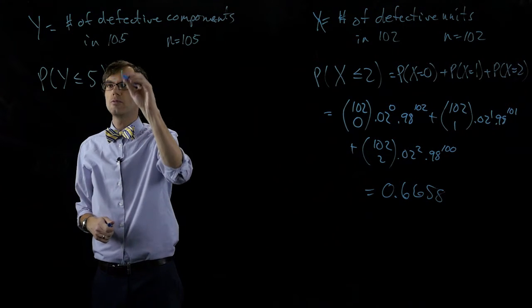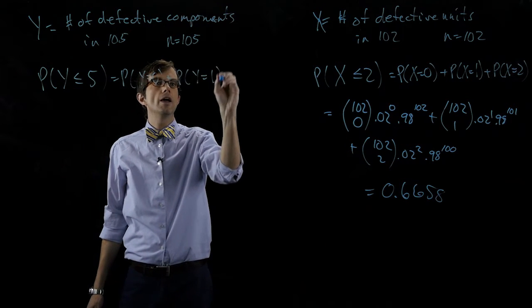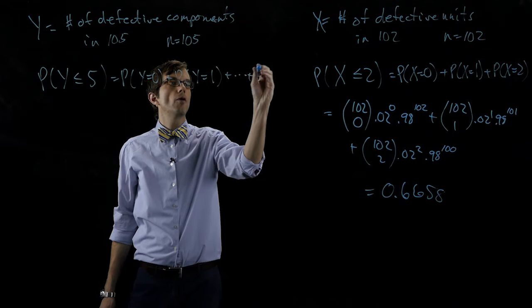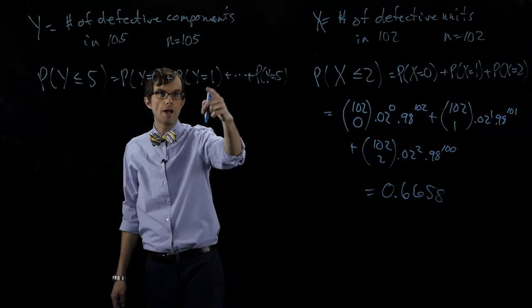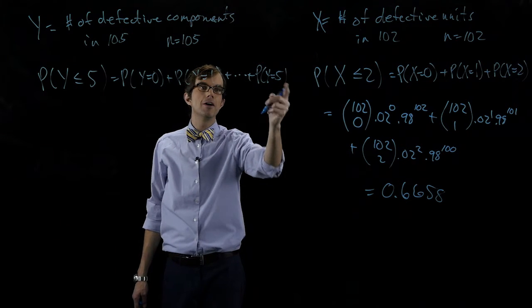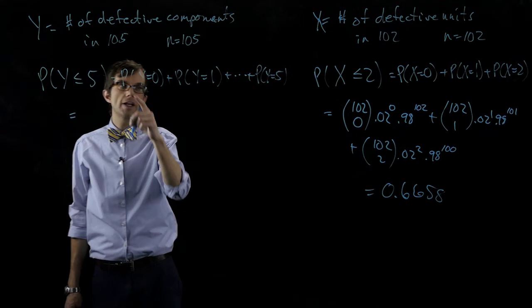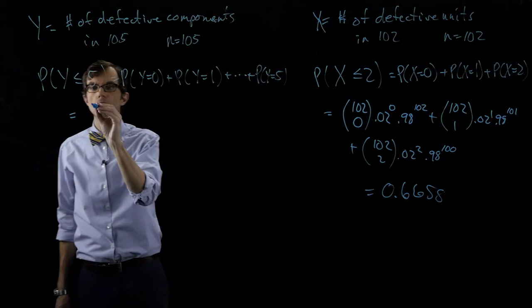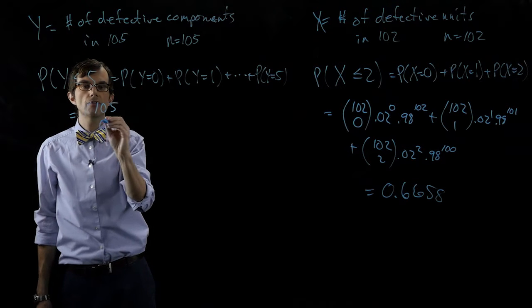Okay, that's the probability that y equals 0 plus the probability that y equals 1 all the way to the probability that y equals 5. Okay, y equals 2, y equals 3, y equals 4, up to y equals 5. Okay, so again, this is a binomial problem. Okay, out of these 105, we're going to pick none that are defective.